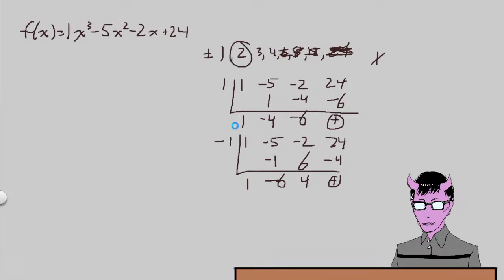Let's try 2 as a 0 candidate. We're going to do 1, -5, -2, 24 yet again.